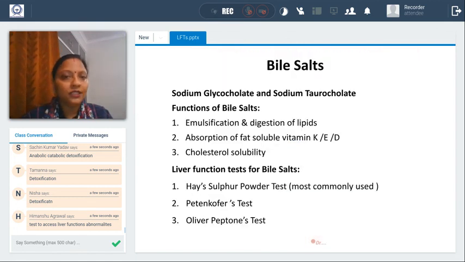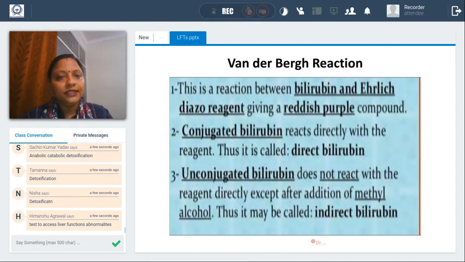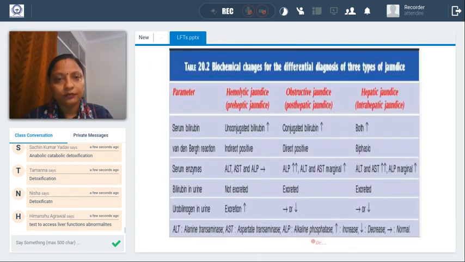What are the bile salts? Sodium glycocholate and sodium taurocholate. Bile pigments are bilirubin and biliverdin. This Van den Bergh reaction is a very important reaction for diagnosis of jaundice. Conjugated bilirubin is direct bilirubin, unconjugated bilirubin is indirect bilirubin.